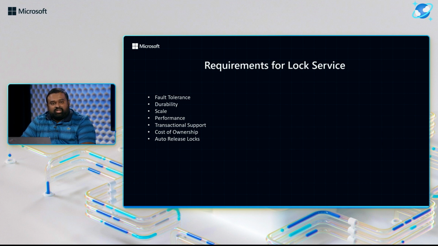Given all these requirements, we looked into various services, but we did a deep dive mainly on two, Redis and Cosmos DB. Now for Redis, it had a very low cost of ownership, but the durability and availability was not the best. Cosmos DB gave us very good durability and availability and overall supported our needs the best. Now we'll hand over to Shashwat to walk you through our implementation of the Cosmos DB lock service.